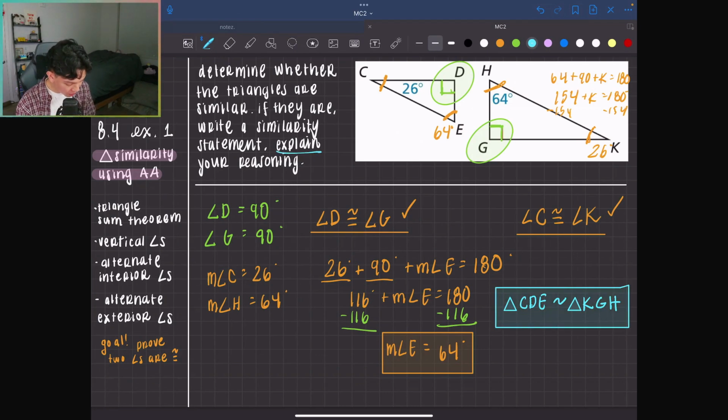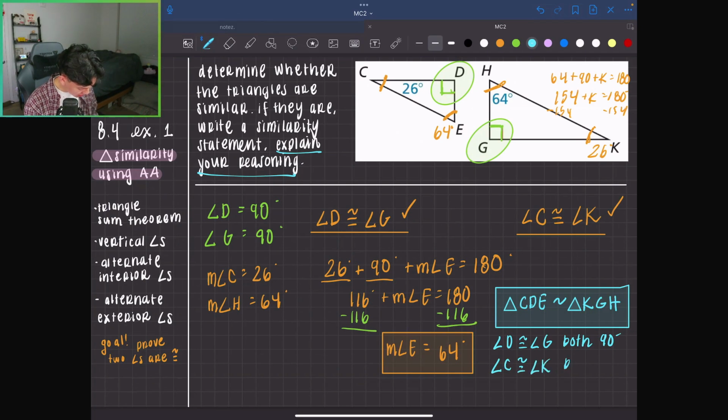And to explain our reasoning, why is this? Because angle D is congruent to angle G. They are both 90 degrees. And then angle C is congruent to angle K because they are both 26 degrees. This will automatically tell us that angle E is congruent to angle H because they are both 64 degrees. Therefore, both of these triangles are similar.